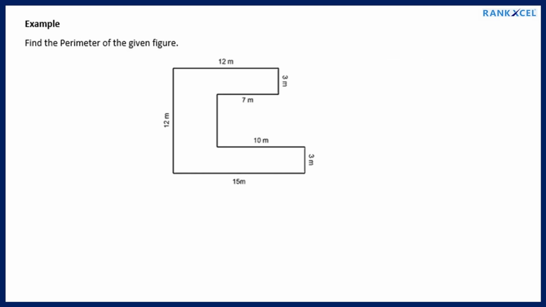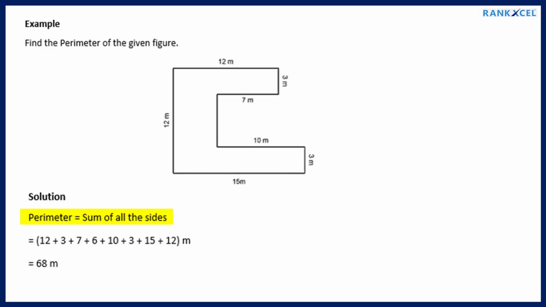Example. Find the perimeter of the given figure. Solution. Perimeter equals sum of all the sides. Equals 12 plus 3 plus 7 plus 6 plus 10 plus 3 plus 15 plus 12. Equals 68 meters.